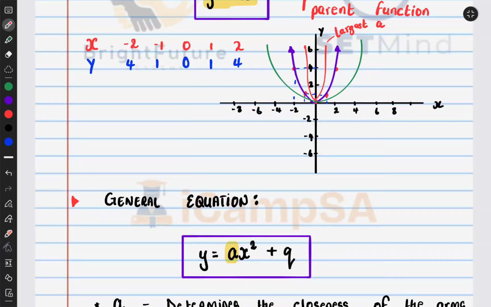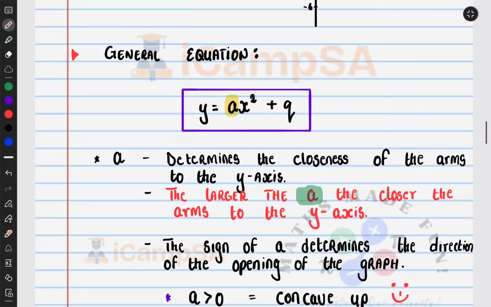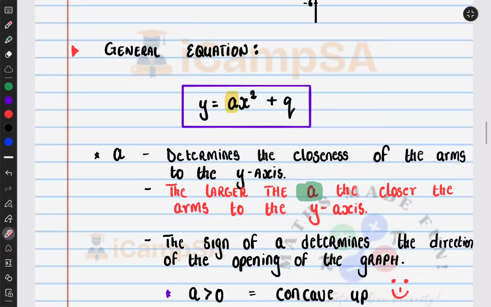value of a, and then progressively the a of the purple function will be less than the a of the red function. And as you go out to the green function, the value of a keeps on decreasing, because the larger the a, the closer the arms are to the y-axis. We're going to do an example to demonstrate this, but for now, keep in mind that the value of a determines the closeness of the arms to the y-axis.